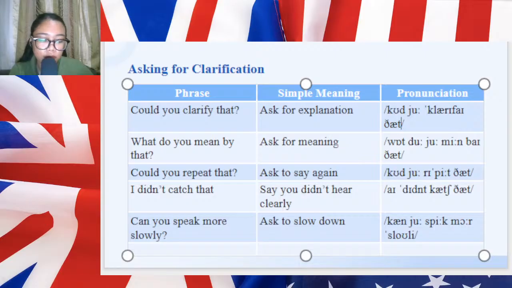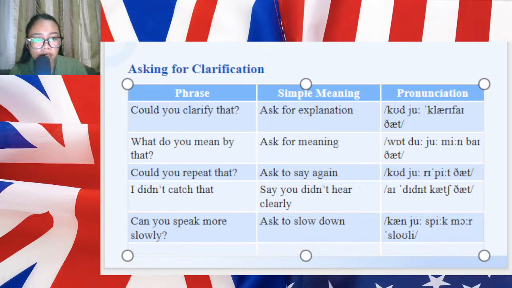Pronunciation wise, we start with what, with a short sound. Do with a long oo sound, vowel sound. Then you, still with a long oo sound. And then mean with a long e sound. By with a diphthong I. And it ends with that, which has a voiced th sound. Okay? So this is what do you mean by that? Again, what do you mean by that?